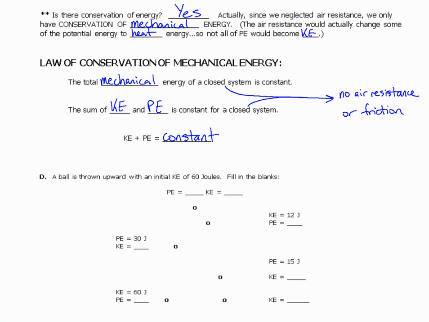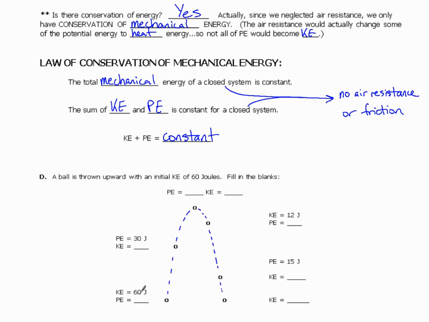We are looking at page 6 of Unit 7. A ball is thrown upward with an initial kinetic energy of 60 joules. Fill in the blanks. So here we are throwing the ball upward, and it's going to follow this path. I believe in your notes you've got a dotted line showing the up and down motions.